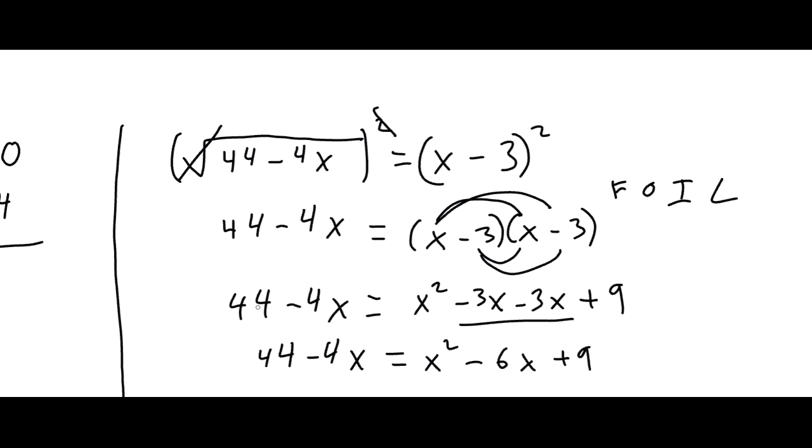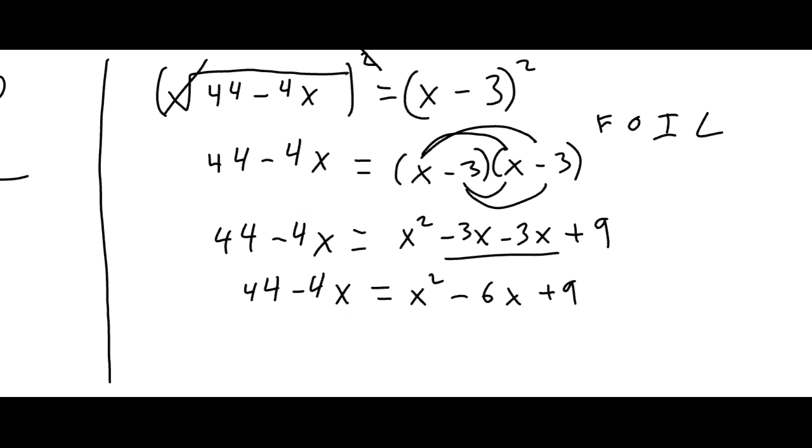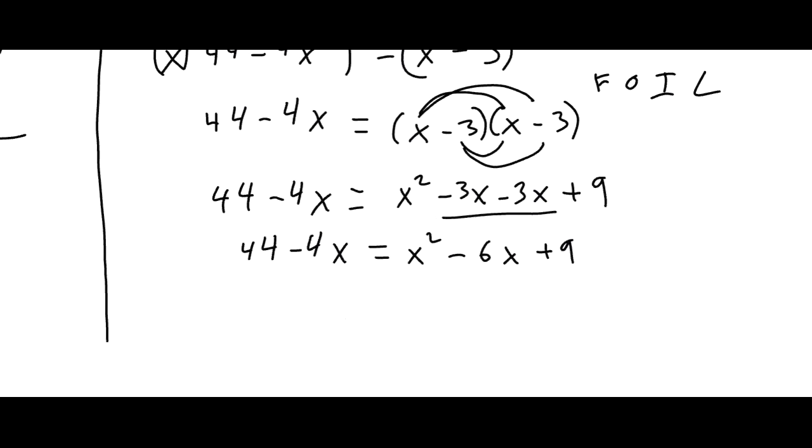And now you have to remember how to solve this. Let's start by getting it equal to 0 because we have an x squared. That means we're going to want to make it equal to 0 so that we can factor it and solve it. Let's subtract 44 on both sides, and let's also add 4x to both sides because that will end up with a 0 on the left side of the equation, which means we have 0 equals x squared minus 2x minus 35.